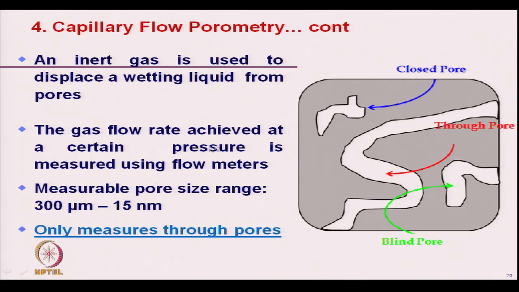The gas flow rate is achieved at a certain pressure, which is measured using the flow meter. So, this inert gas is flown at a certain pressure, and accordingly we can measure the flow rate using the flow meter. Measurable pore size is ranging from 300 micron to 15 nanometer.